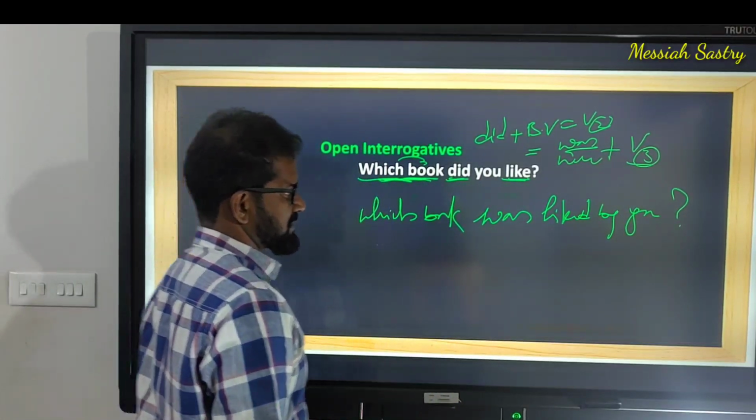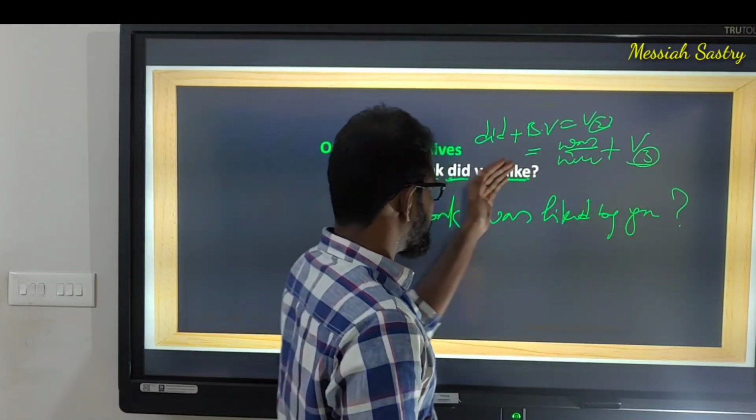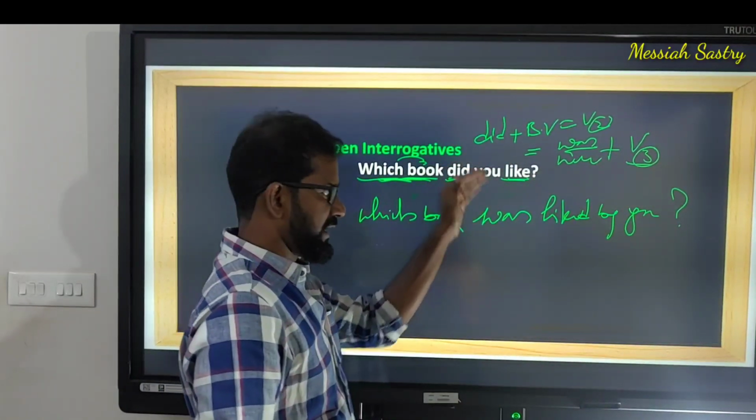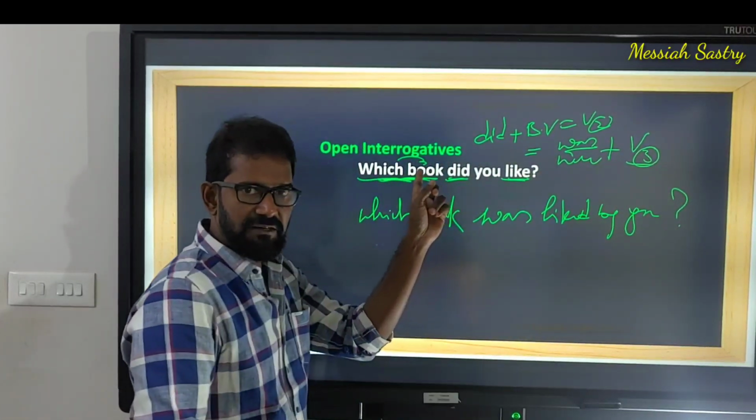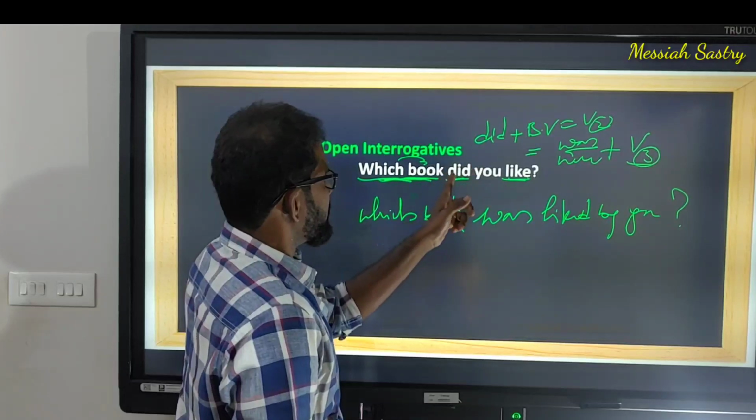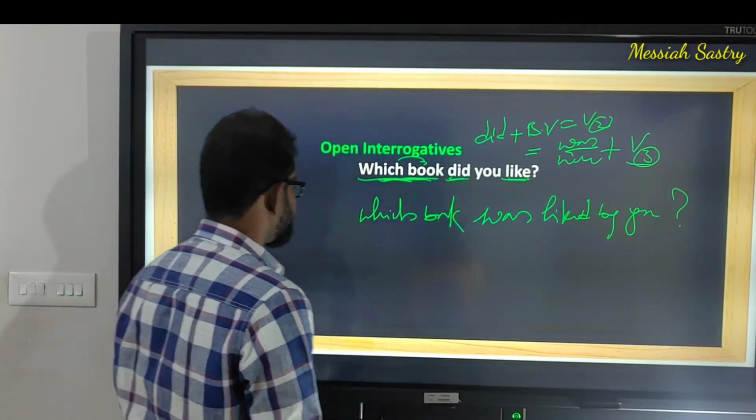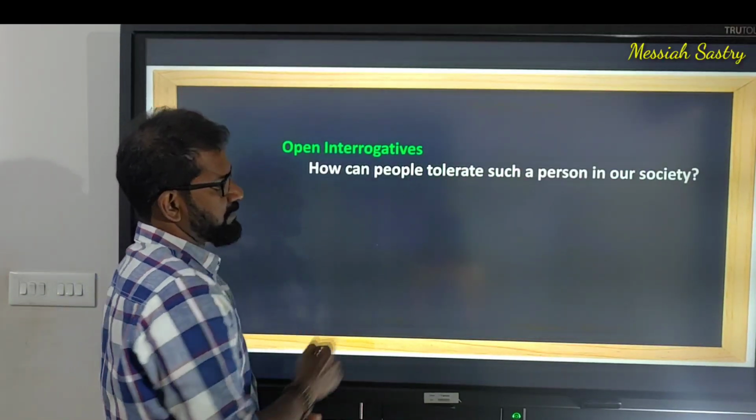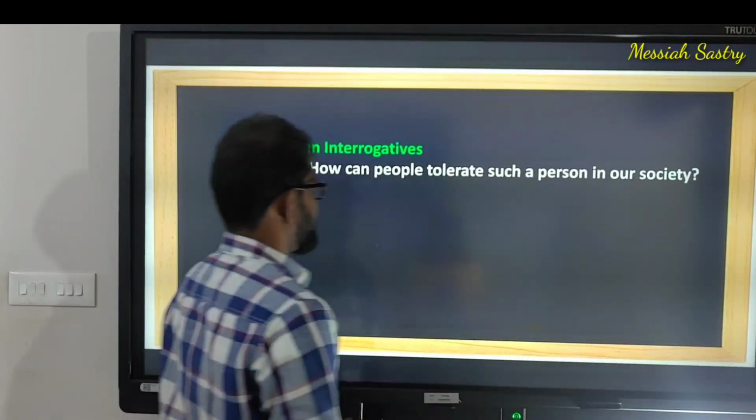Which book was liked by you? Don't forget to keep the question mark. When it comes to direct and indirect speech, while changing questions from direct to indirect, we just make them assertive and use a full stop. But when it comes to active and passive voice, interrogative sentences always end with a question mark.